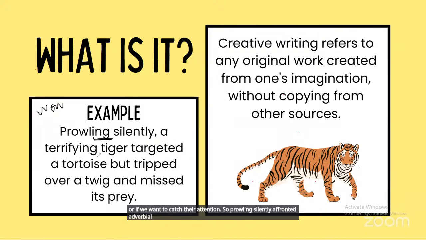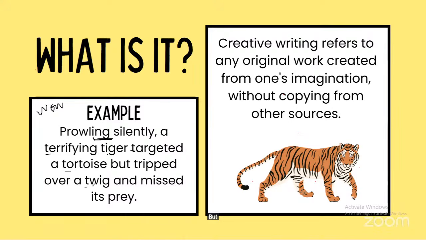A terrifying tiger targeted a tortoise. Can you see it? Can you hear this repeated sound? This is called alliteration. It's a literary device. But tripped over a twig, again the continuation of the sound, and missed its prey.